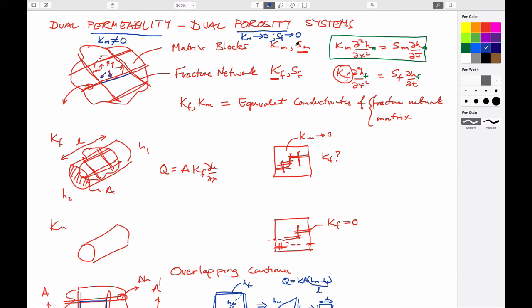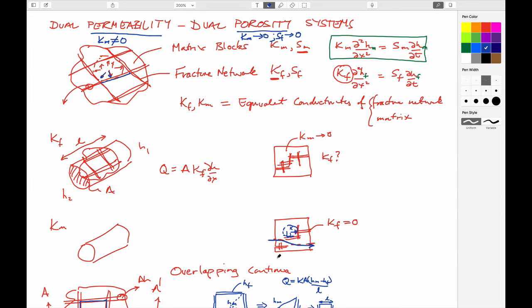And I won't complicate it by talking about the storage. And so that means that, for instance, in the dual permeability system, if you have a finite permeability in the matrix, then it can flow in two modes. It can flow in steady state through the matrix to this point, but it also can flow from these individual blocks into the fractures. So there's two modes which it can flow. In the dual porosity system, it can only flow from here into the fractures and not across it.